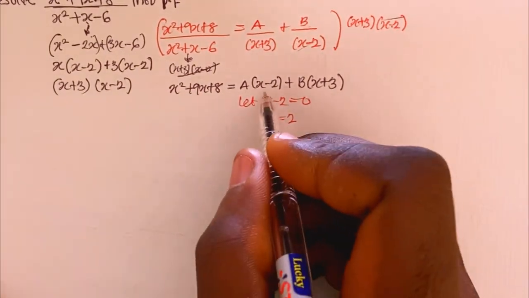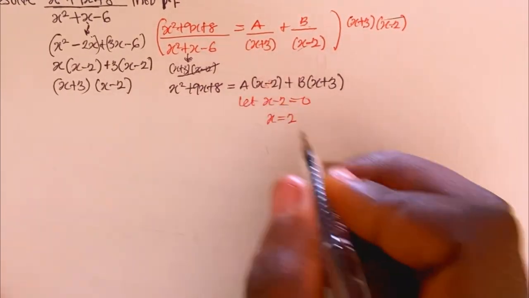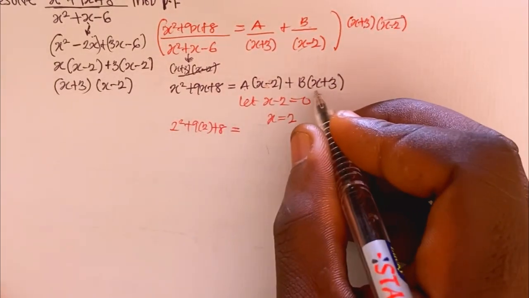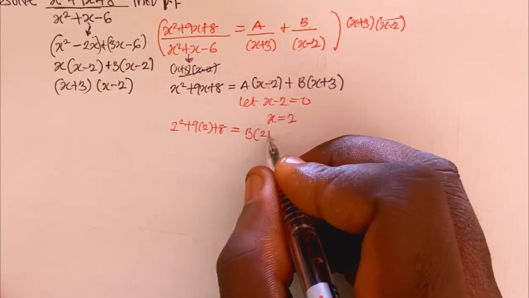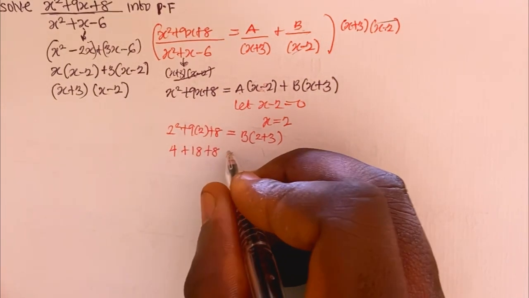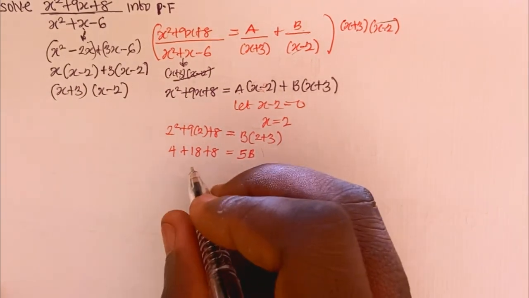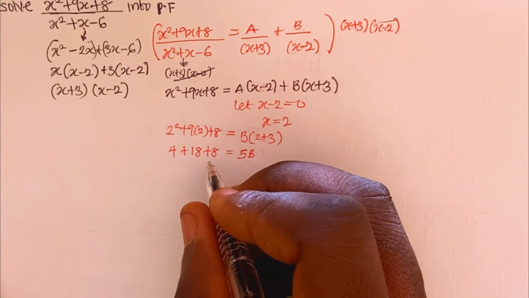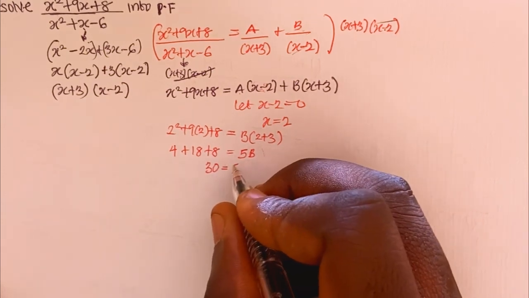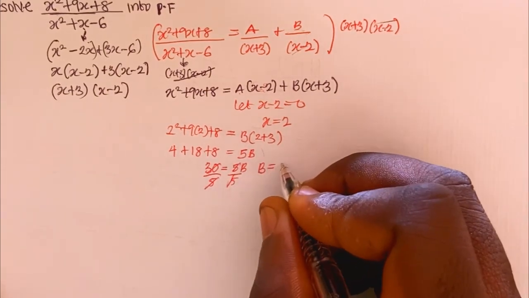So one thing is that my x minus 2 is equal to 0, then everything here is 0. That means 0 multiplied by a is 0. Then here I will plug in 2. I'm going to have 2 squared plus 9 into bracket 2 plus 8, which is equal to b into bracket 2 plus 3. Then 2 squared is 4 plus 18 plus 8, which is equal to 5b. So 4 plus 18 is 22, plus 8 is 30. So here I'm having 30, which is equal to 5b. Then divide by 5. Therefore, our b is equal to 6.